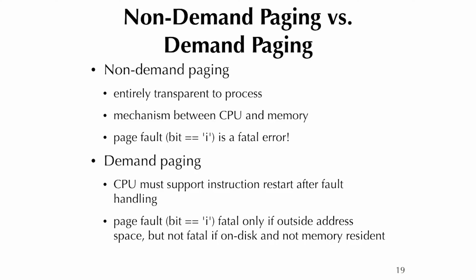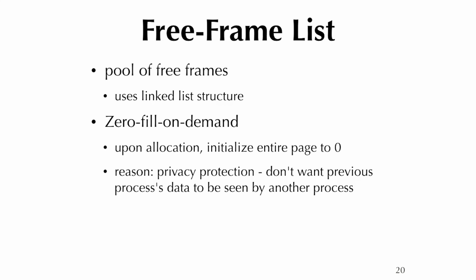So it's fatal only if it's outside the address space, but not fatal when it's just non-resident, but on disk. Okay, so that's one difference you gotta keep track of. Okay, free frame list, we mentioned this. So it's a pool of free frames, and you use some link structure, linked list, whichever.